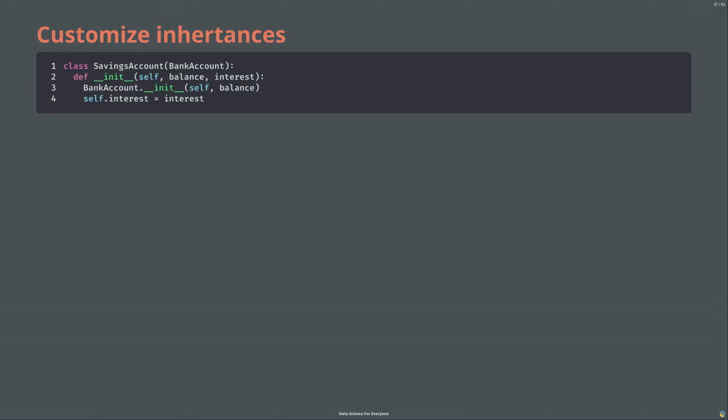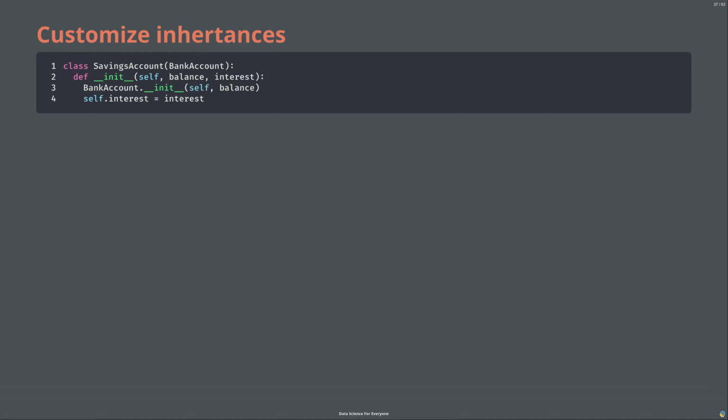Now that we have seen how to create an empty child class, let's take it a step further by adding a constructor to our savings account class. This constructor will take two parameters, one for the balance, just like the bank account class, and another for the interest rate. Inside the constructor, the first thing that we do is call the parent class's init method. We do this using BankAccount.__init__. This tells Python to run the constructor from the bank account class. We pass in self to that method, which refers to the current savings account object.